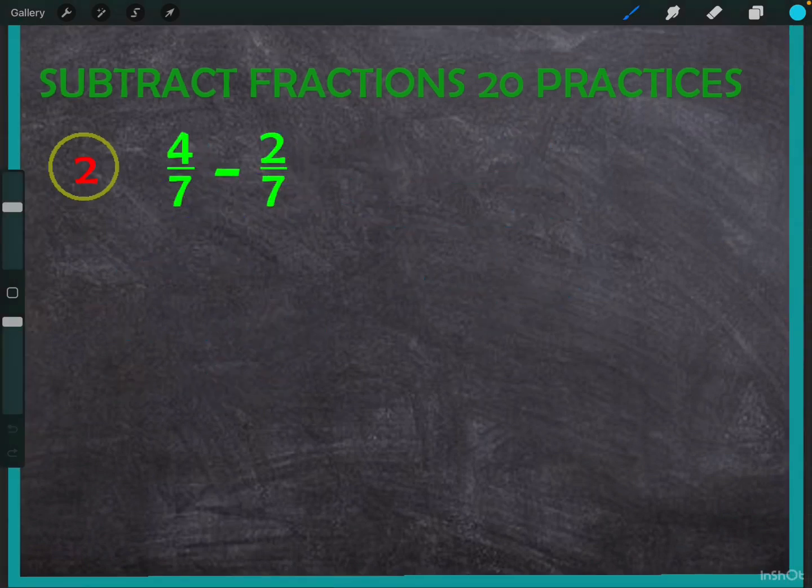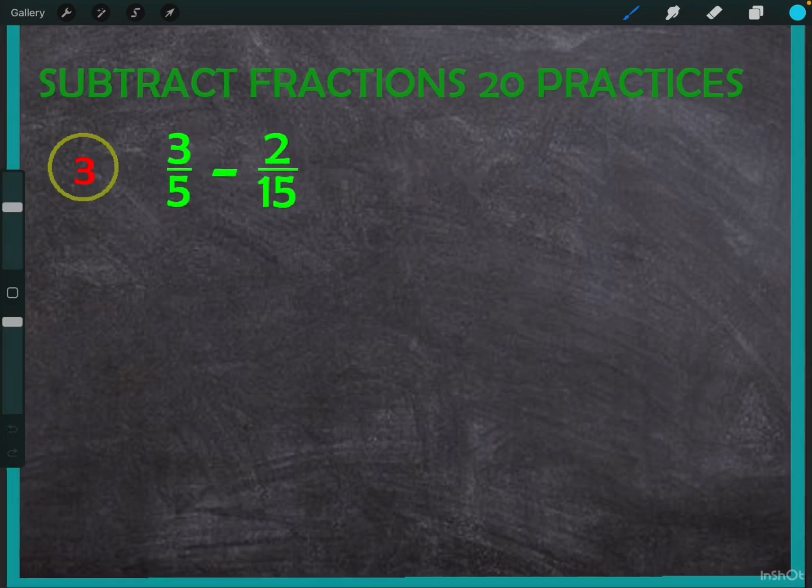Number 2, we have 4 over 7 subtract 2 over 7. These two fractions have the same denominator, which is 7, so it's very easy for us to subtract them. The denominator will be 7, and the numerator will be 4 subtract 2, which is 2. That's simple. 2 over 7 is the answer for number 2.